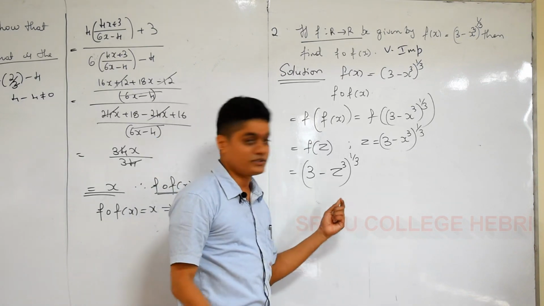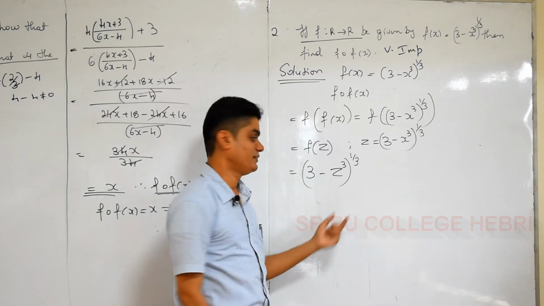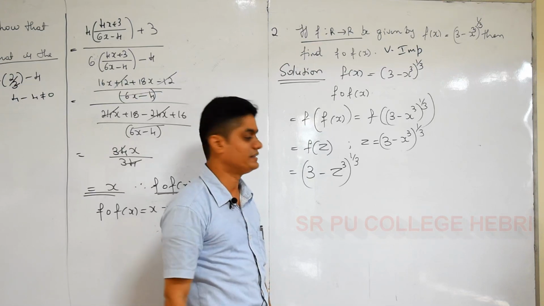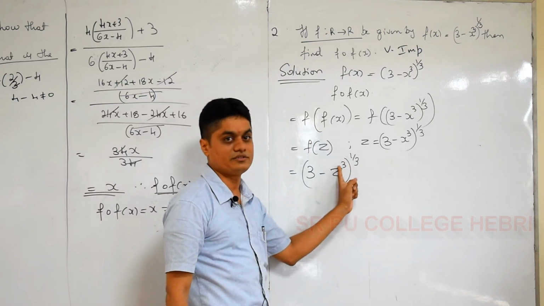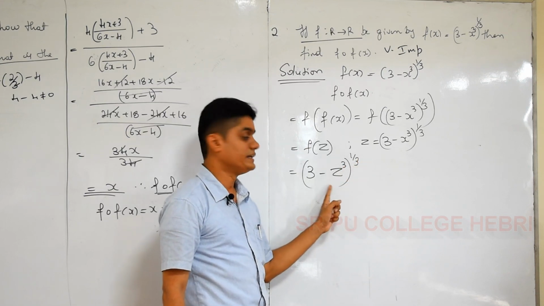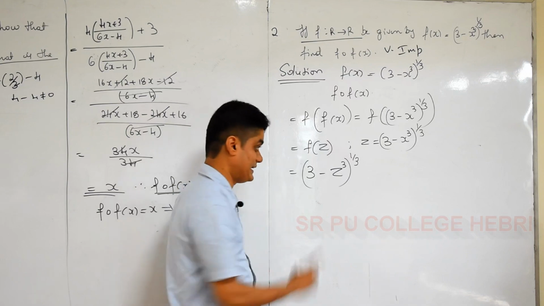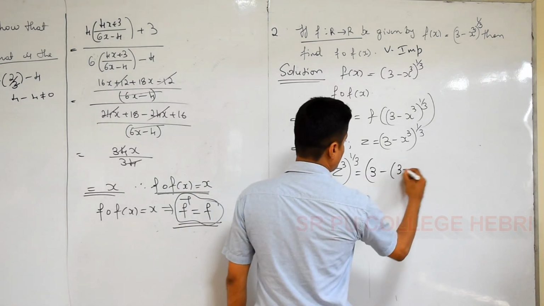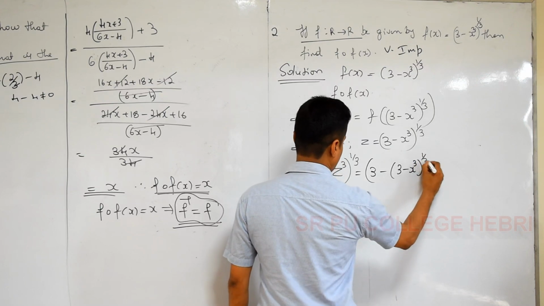So here you will start showing your talent. What do you do? Cancel the 3, finish. The answer comes, but the method is wrong. You cannot cancel this 3 and 3. Why can't we cancel? This 1 by 3 is not only for z cube, it is also there for 3. Remember, do not cancel. Now 3 minus z is 3 minus x cube whole to the power 1 by 3.